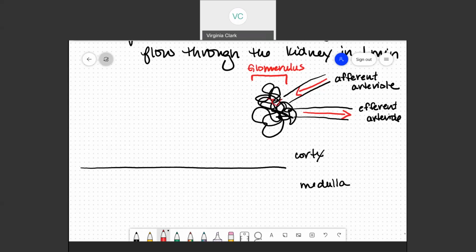You have all of your blood in here going through, and then as it travels out of the kidney, it will go into the efferent arteriole. This glomerulus is going to be a collection of capillaries. What is happening is right next to this glomerulus, you will have a structure that looks like this. And this will be called the Bowman's capsule.